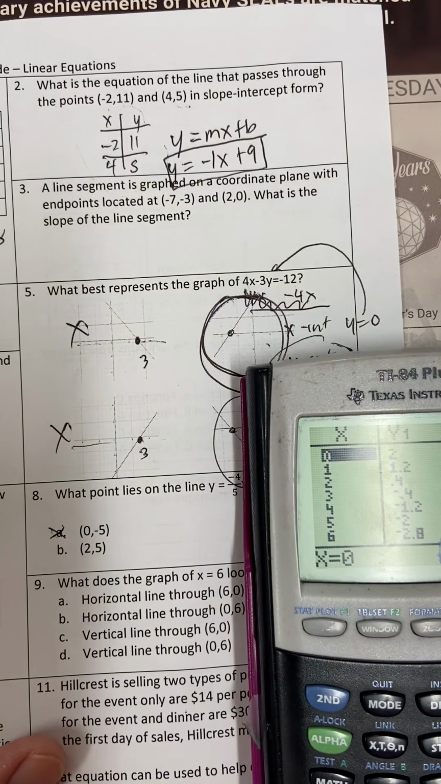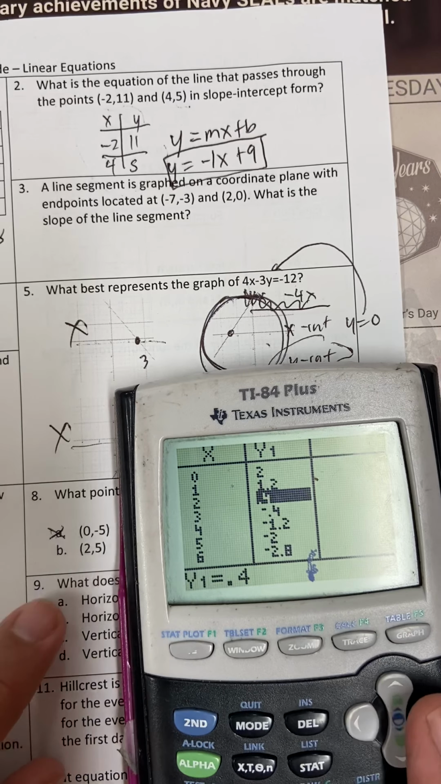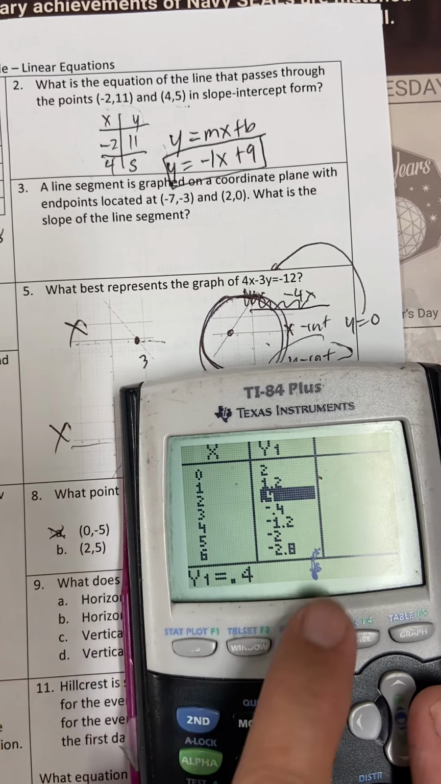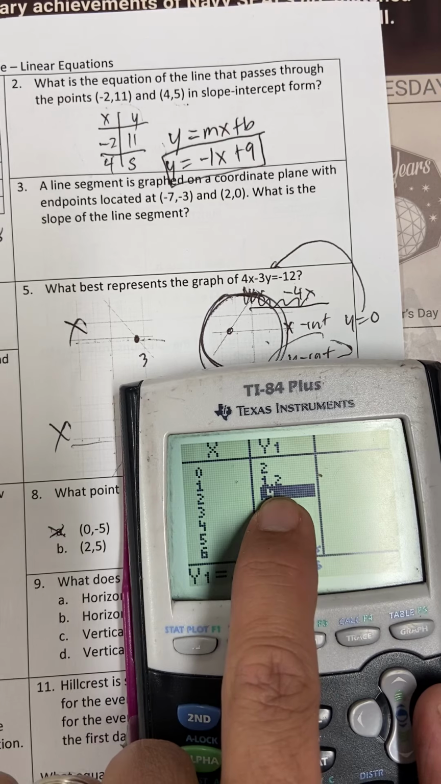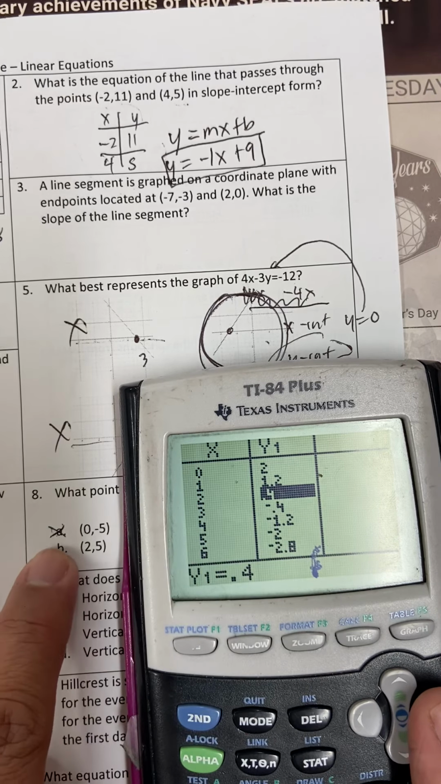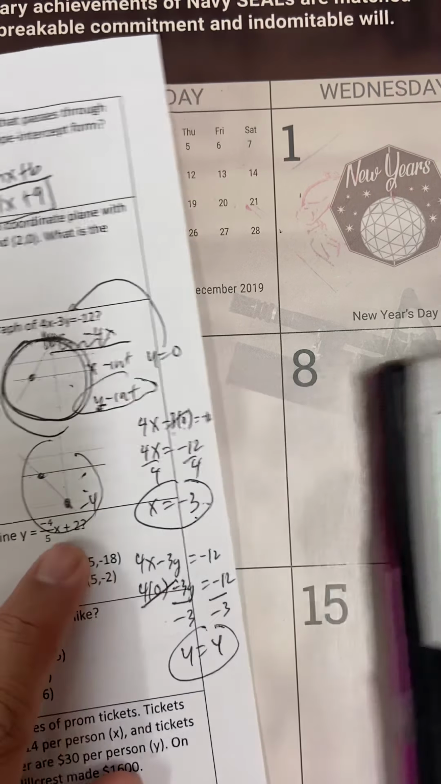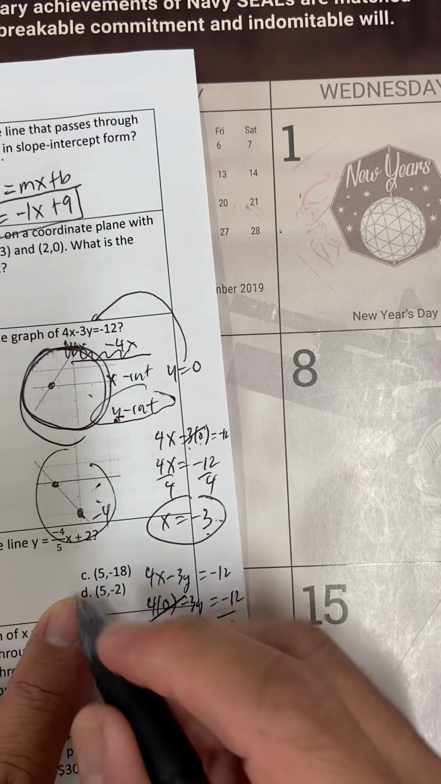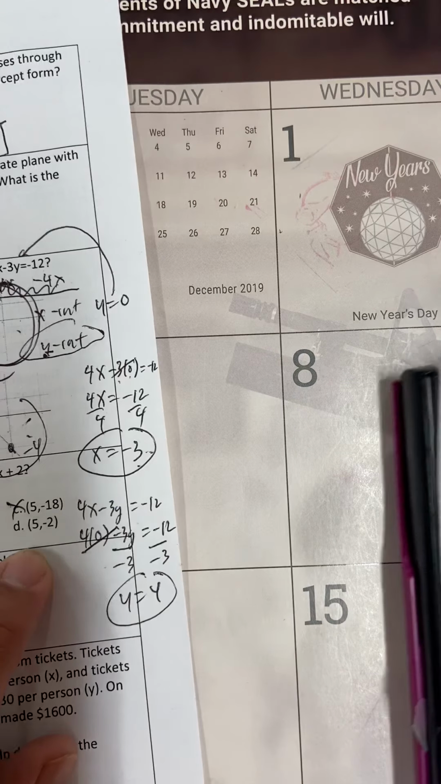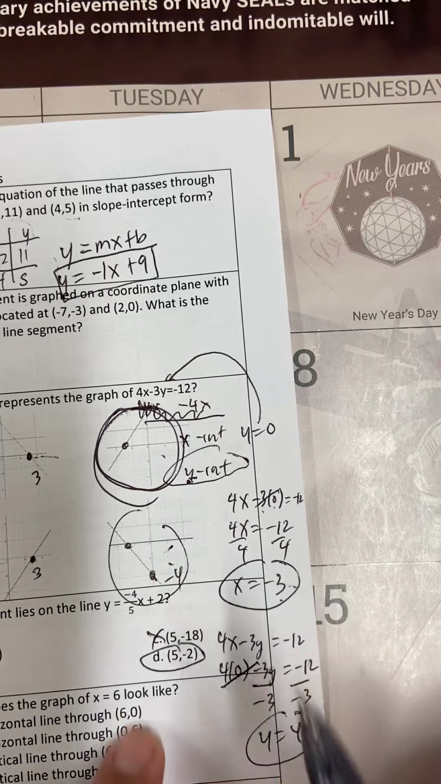Letter B is 2, 5. Go to number 2. I see 2, 0.4. So B is wrong, because 2 and 0.4 is not the same thing as B. Letter C is 5, -18. So let's go to 5. I see 5 and -2, not 5 and -18, so that's wrong. You see 5 and -2 in letter D, so 5, -2 is the correct answer. That's how simple you can do it.